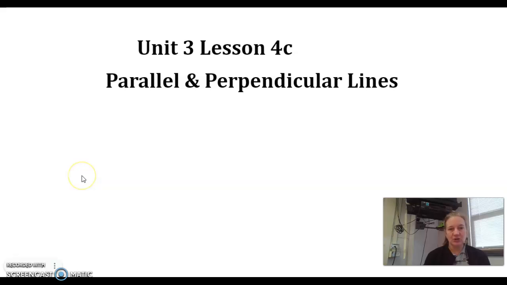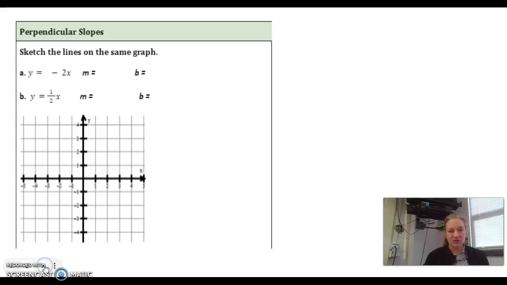So perpendicular, remember, means the two lines touch each other at exactly 90 degrees. So parallel lines never cross. Perpendicular lines cross at exactly 90 degrees. So let's look at this first line. Let's compare two lines that are perpendicular.